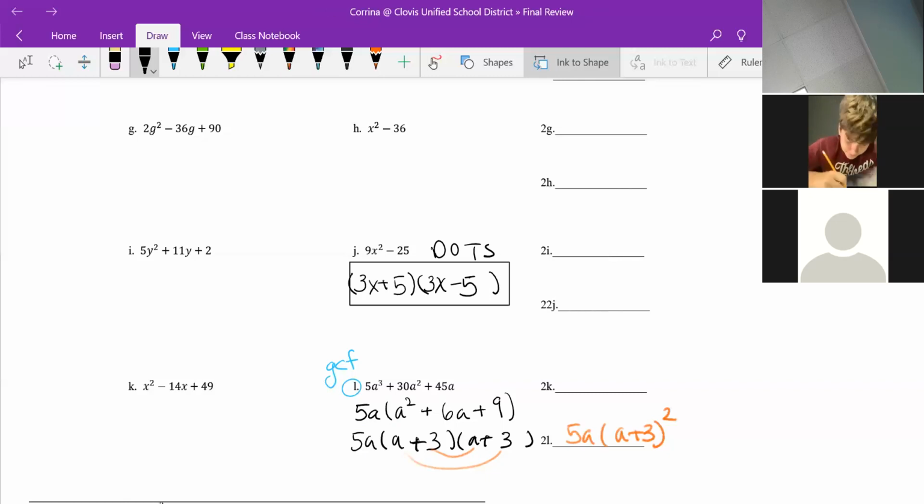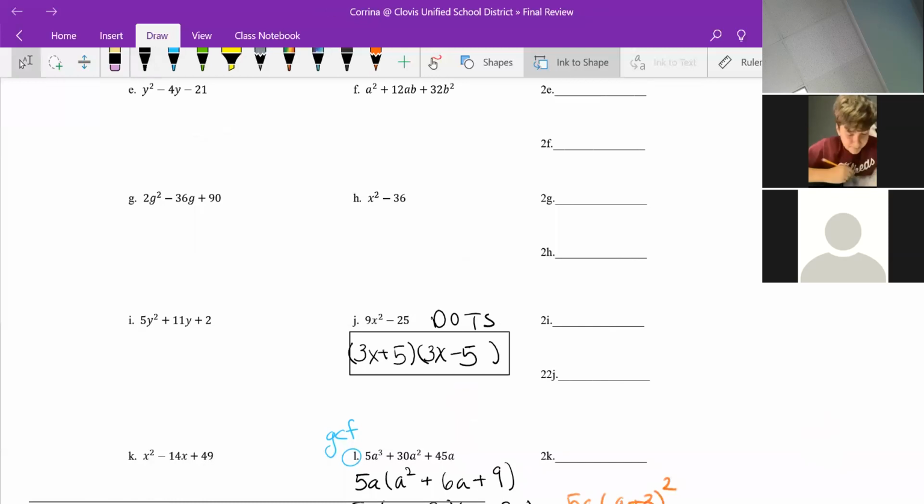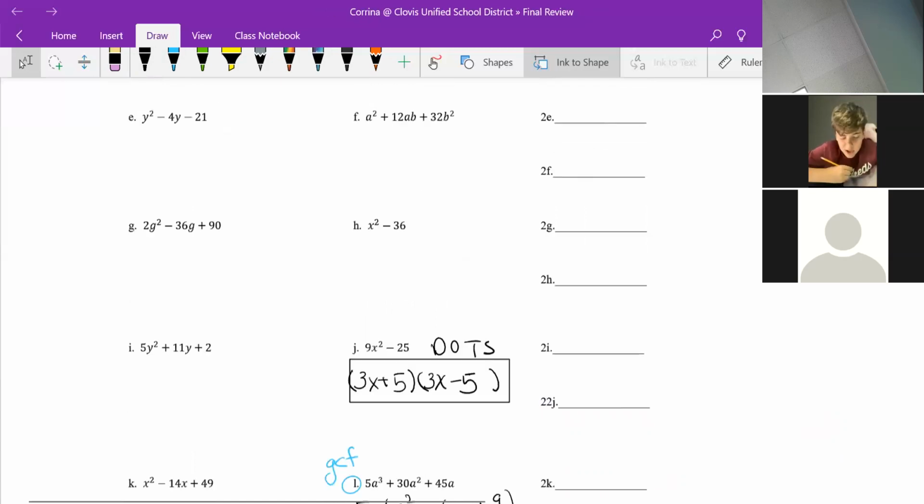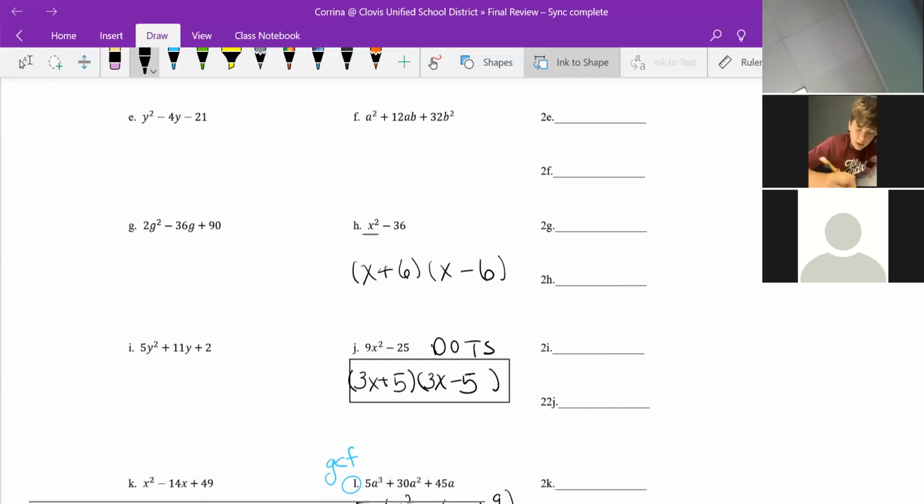Okay, so go back to letter H. Now that you saw this one done, what would the answer be for letter H? X isn't a perfect square though, right? Or is it x squared? The perfect square is just x. So it'd be plus and minus, and then on the left side it'd be x and x. And then 6 and 6. Yep. All right.